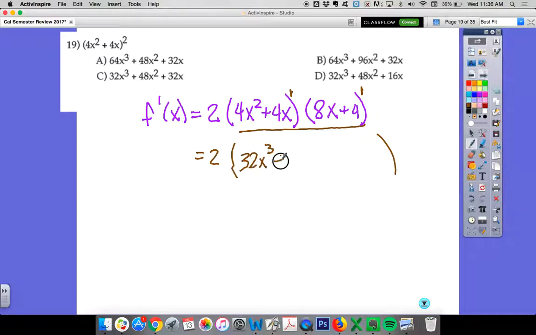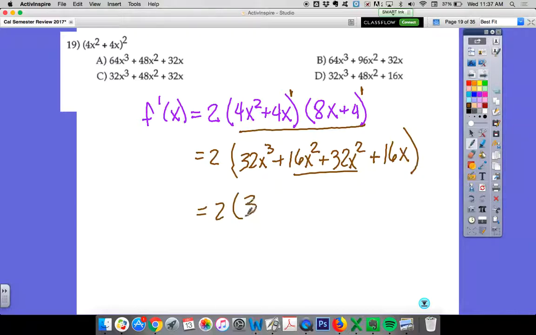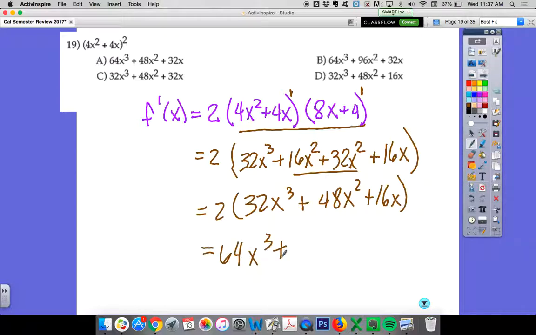32x cubed, and that's 16x squared. And that's going to be 32x squared. Let me get this out of the way. And then that's going to be 16x. Now we can put those two together if you want to. 32x cubed plus, what is that, 48? And then basically we're just doubling everything. 64x cubed, 96x squared, 32x.